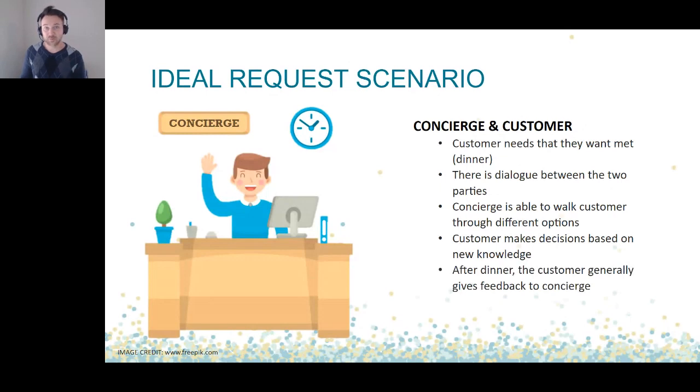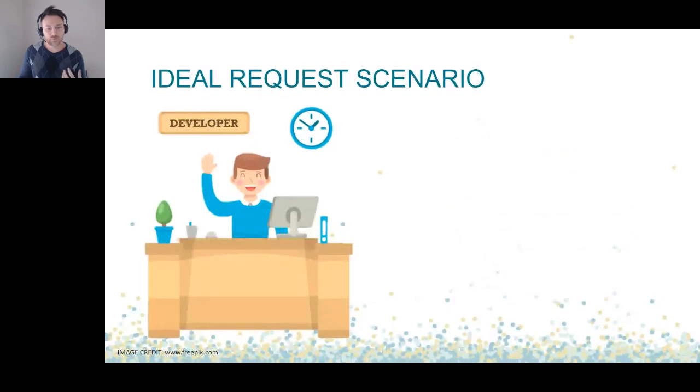After dinner, the customer will generally give that concierge feedback. The concierge says, how was everything? Did you enjoy it? What did you order? Those kinds of things. And it's a dialogue, right? So how does this work from a business perspective?